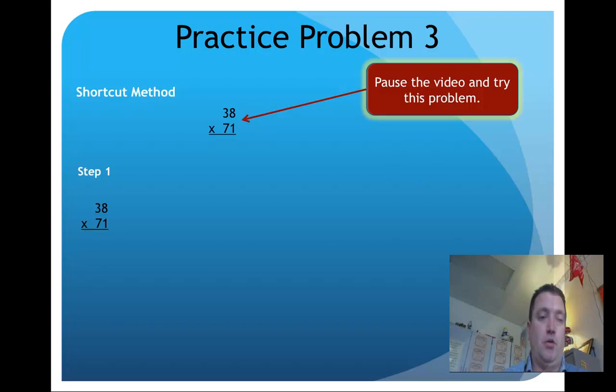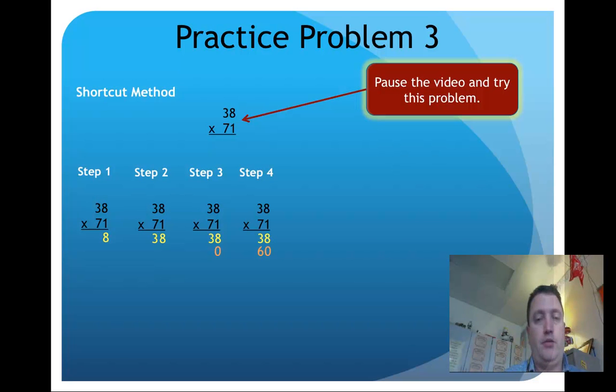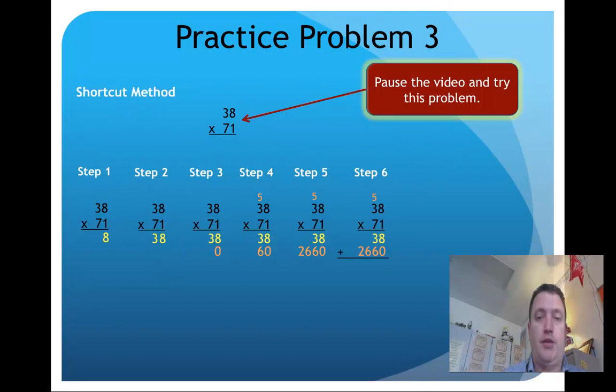So step 1, I'm going to do 1 times 8, which is 8. I'm going to move into step 2. Now I'm going to do 1 times 3, which is 3. Pretty easy so far. So we did the ones place. Now we're going to do the tens place. So we're going to put that 0 in there. Now that I've got the 0 in there, 7 times 8 is 56. Carry the 5. Okay. Next step, 7 times 3 is 21 plus 5 is 26. Step 6 says I just add those together. And when I do that, I get 2,698.